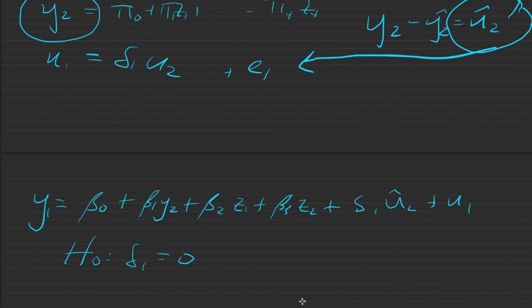That's it for testing for the endogeneity of an explanatory variable. Stay tuned to the next video and we will discuss over-identification restrictions.